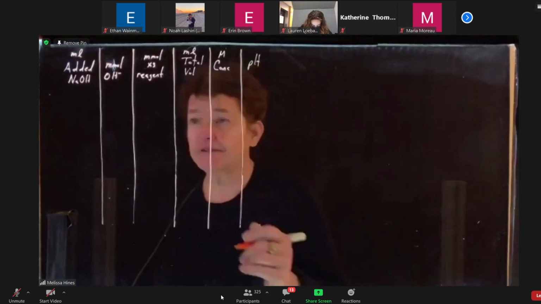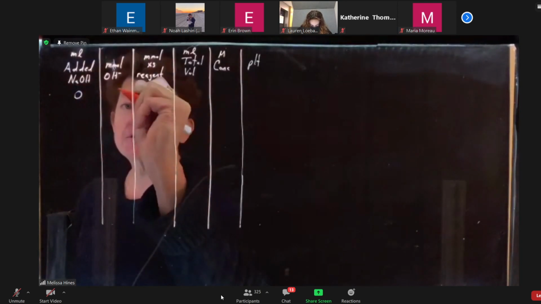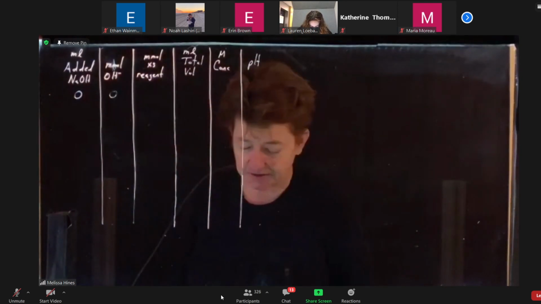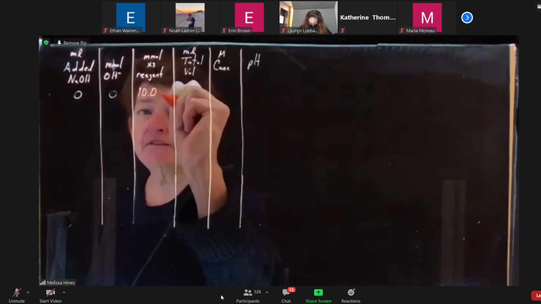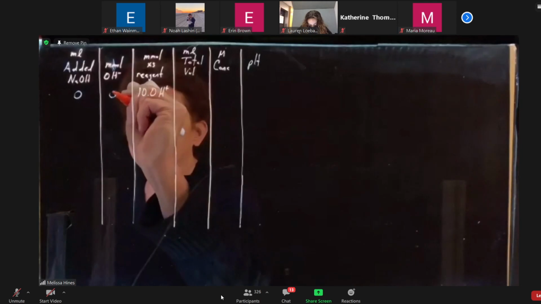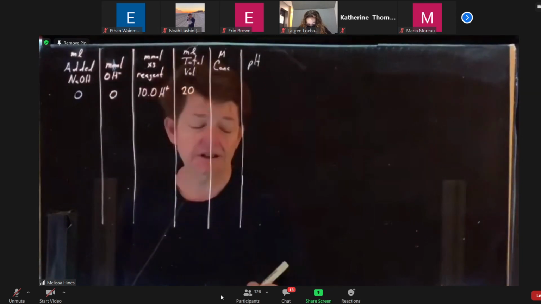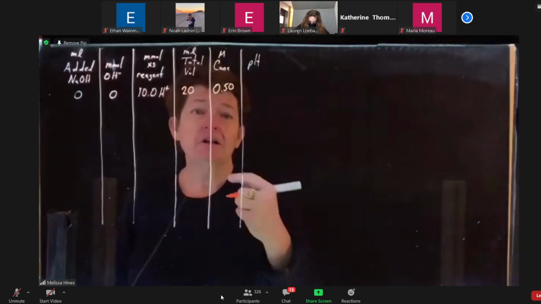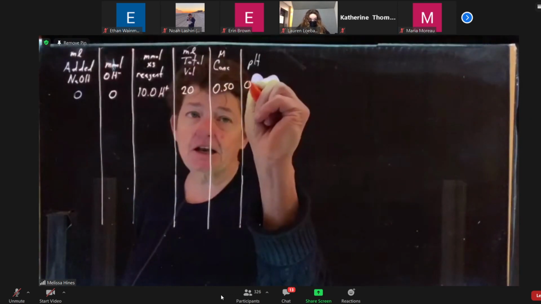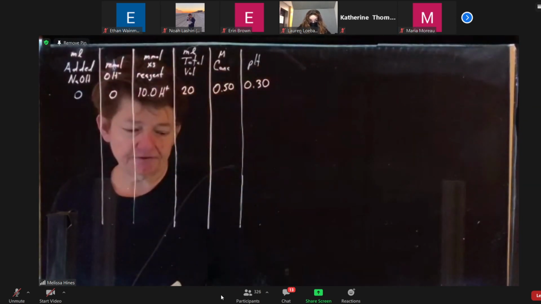So let's start out when we have not added anything at all. So we haven't added any sodium hydroxide yet. So because of that, there are no millimoles of OH minus that we have added yet. And we know then that there are going to be 10 millimoles of excess H+, because I just calculated that. So we have 10.0 millimoles of H+ that's going to be in excess, and our total volume that we're starting with is going to be 20 milliliters, and so I can calculate a concentration that's going to be 0.50 molar. Plug that into my calculator. That tells me the pH is 0.30.